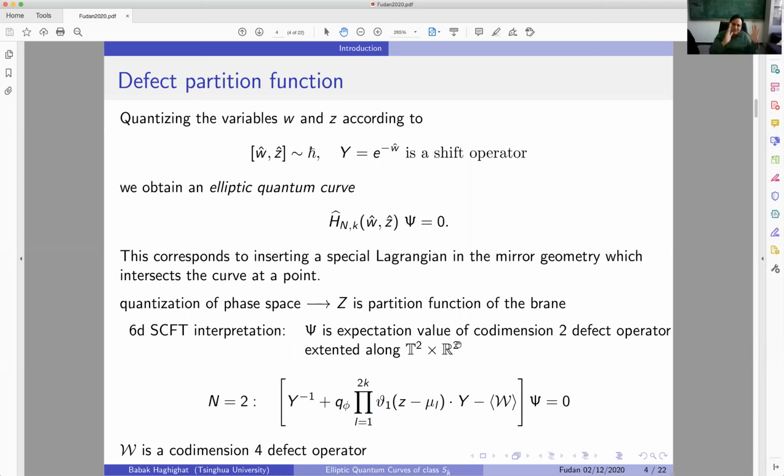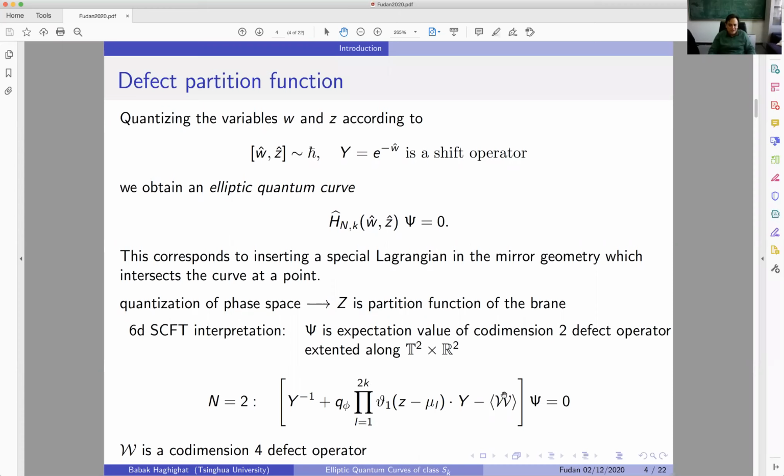So this will be a defect localized on T2 times R2 and point-like on the other R2. And then the claim is that, if we now specify the case of 2 M5 branes probing a Z_k singularity, then we obtain this kind of quantum curve. Again, you can think of this as in the previous setup. It arises from the quantization of the previous polynomial. There is this constant piece here, which plays an important role.